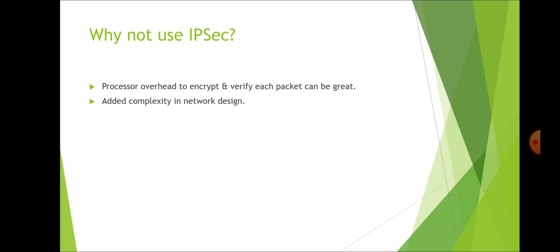Now, why not use IPsec? The processing overhead to encrypt and verify each packet can be great, and adds complexity in network design. You might ask why IP security cannot be used everywhere. We can use IP security everywhere, but there are some limitations. We cannot say limitations, but we have to do some advanced things to use IP security. First, the processor overhead to encrypt and verify each packet is great.